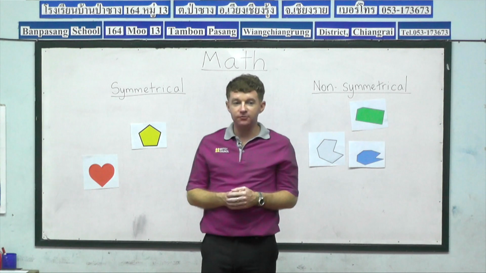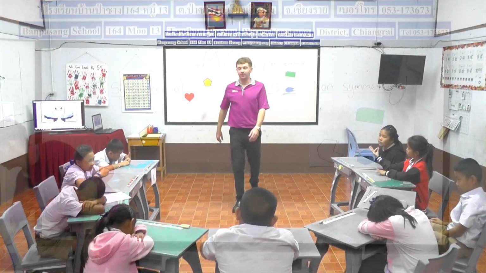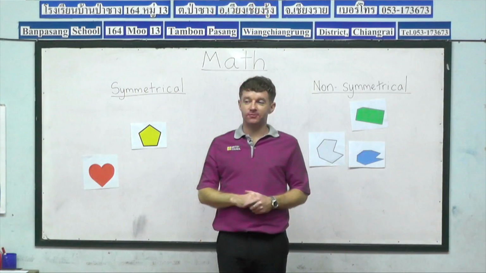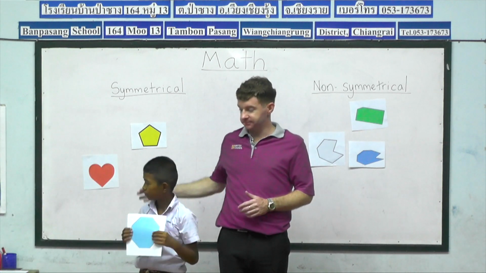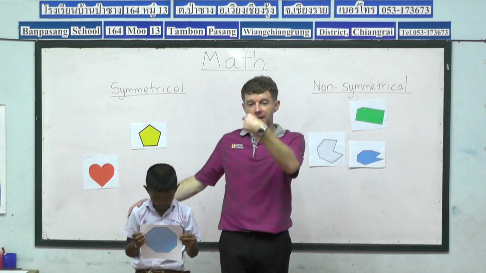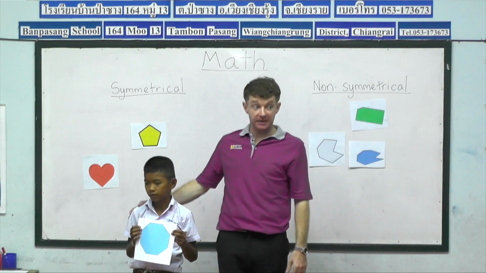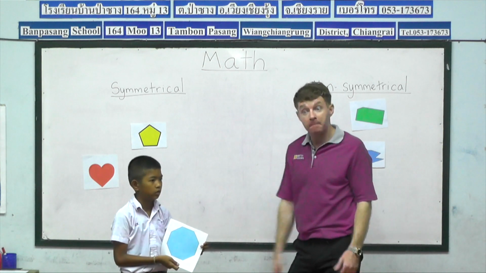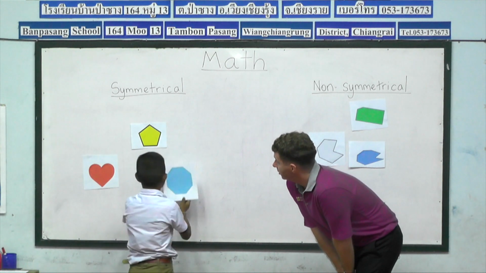So this is good, guys. You're understanding what symmetrical and non-symmetrical means. Open your eyes, please, guys. Pat, come and join me at the front. Okay, have a look at Pat's shape. Tell me what you think. Imagine the line down the middle. After the line goes down the middle, do we have the same shape on both sides? Yes, we do. So what do we call Pat's shape? Symmetrical. Excellent, guys. So can you place it on the board, Pat?